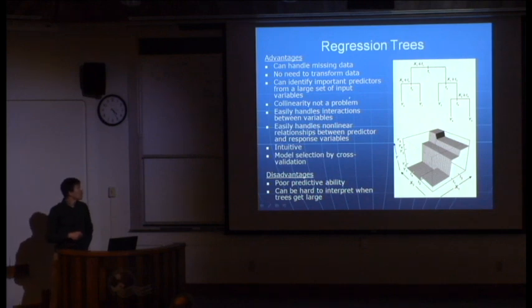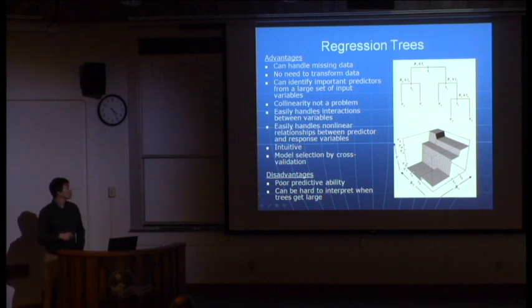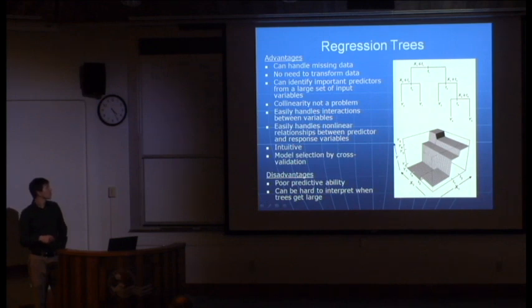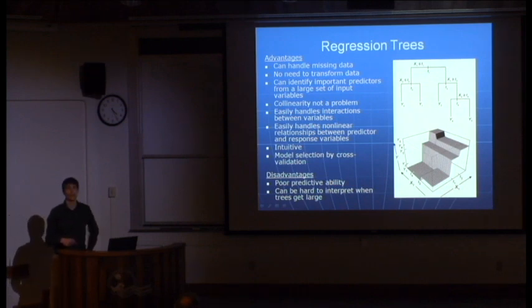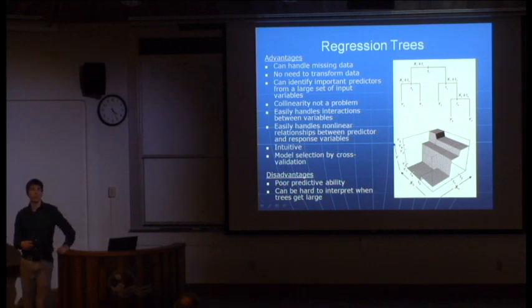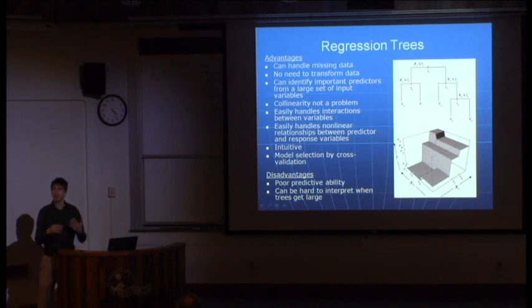Collinearity is not a problem either, and they easily handle interactions between variables, as well as nonlinear relationships between predictor and response variables. Regression trees are also fairly intuitive. I'll show you this example in a second. And they can allow for model selection by cross-validation. Now, cross-validation is where you actually use independent data, but basically you're using the data set to evaluate itself. That gives you a better idea of how the model's performing.